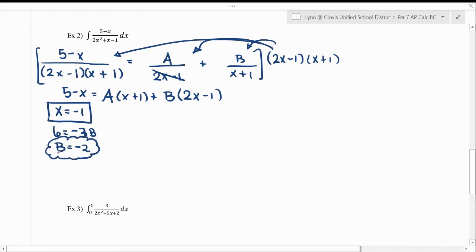So if I did that too quick, you may want to hit pause and then substitute in negative 1 for yourself, and then just kind of check that as well.